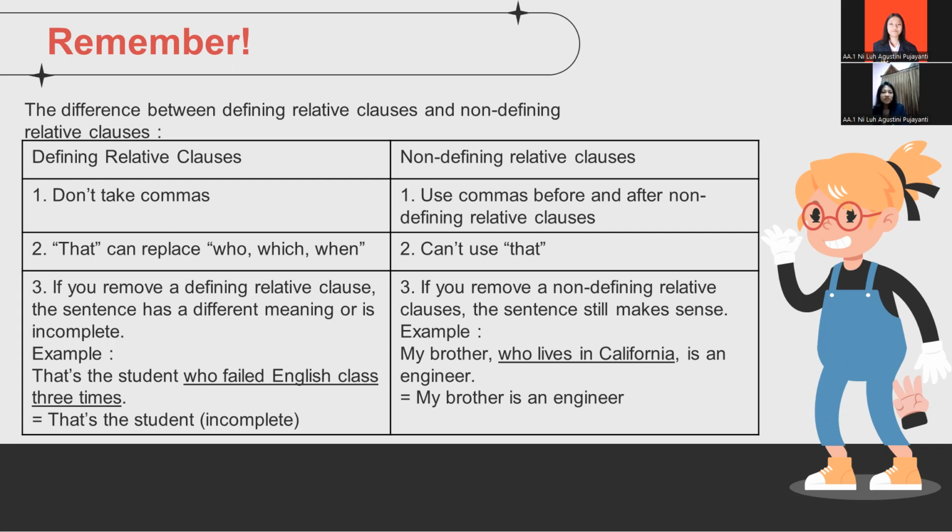Non-defining relative clauses. The first, use a comma before and after non-defining relative clauses. Second, you cannot use the relative pronoun that. And the last, if you remove a non-defining relative clause, the sentence still makes sense. For example: my brother, who lives in California, is an engineer. If we remove who lives in California, the sentence still has the same meaning: my brother is an engineer. So the relative clause who lives in California is extra information.